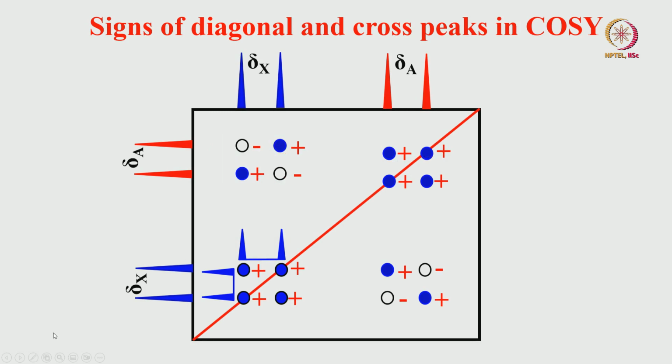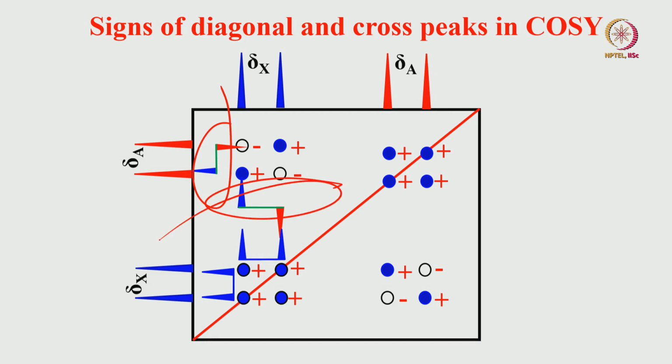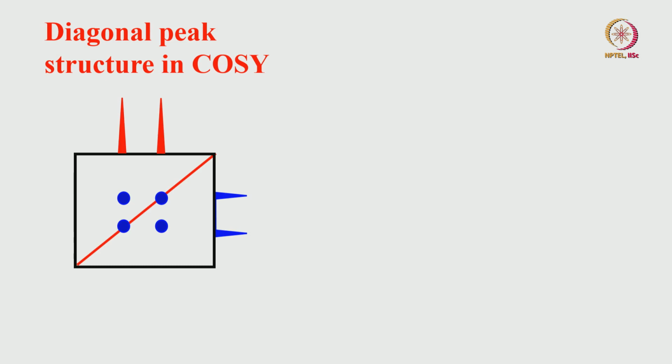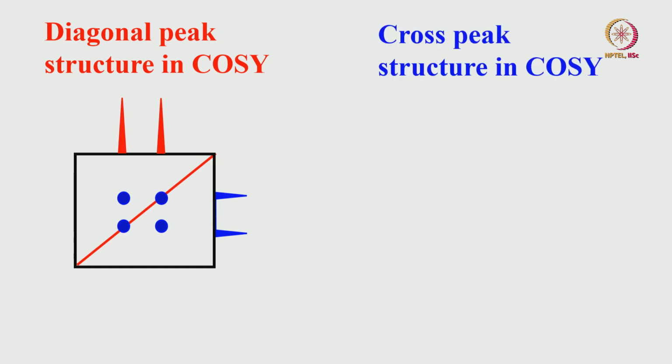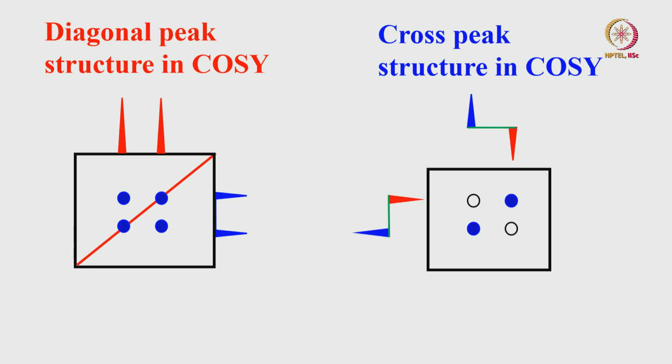Both are in phase in both the dimensions. Here one is positive, the other negative. Both are antiphase, the cross peak, in both the dimensions. In this dimension also antiphase, in this dimension also antiphase. So, the diagonal and cross peak structure can be understood like this. If it is a diagonal peak, it is like this. If it is a cross peak, it is like this.